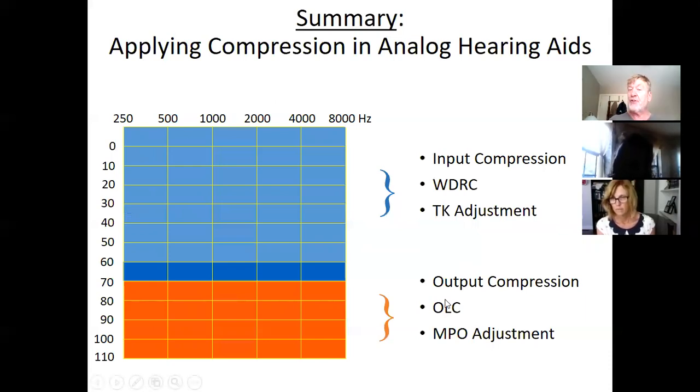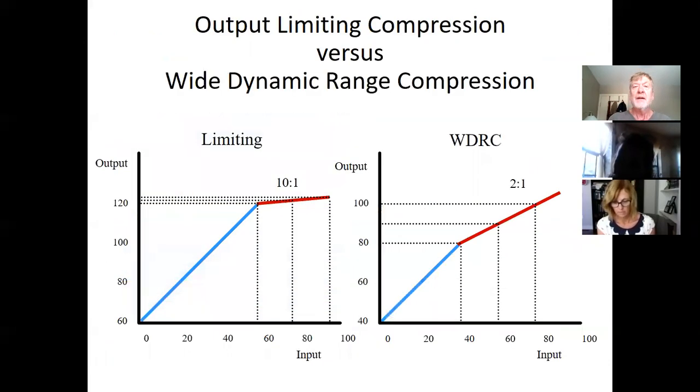Output limiting compression, high knee point, high ratio, slamming on the brakes once the output gets too much. And the adjustment is not the gain for soft sounds. On the contrary, it's the maximum power output that's set about 15 dB greater than the client's UCL. Output limiting compression seen on the left, WDRC seen on the right. This is old hat, old stuff, covered it, been there, got the t-shirt, okay?